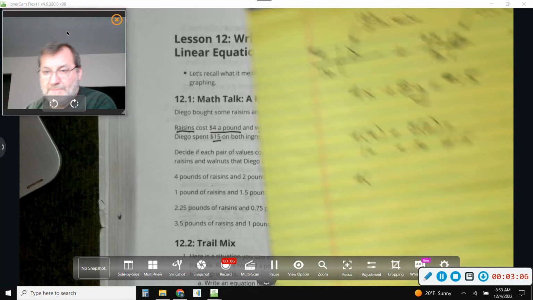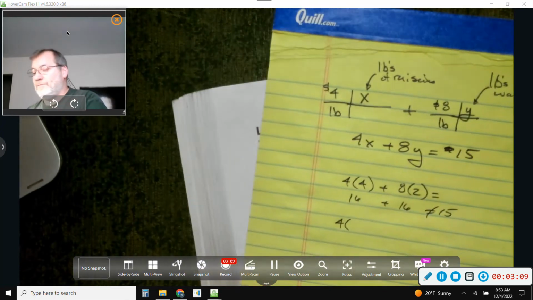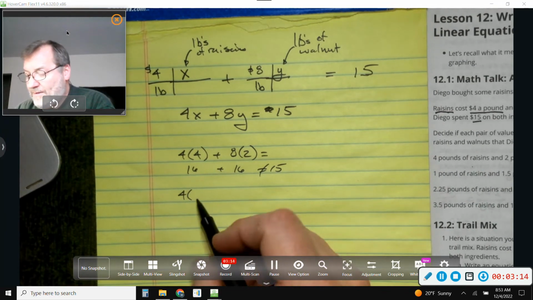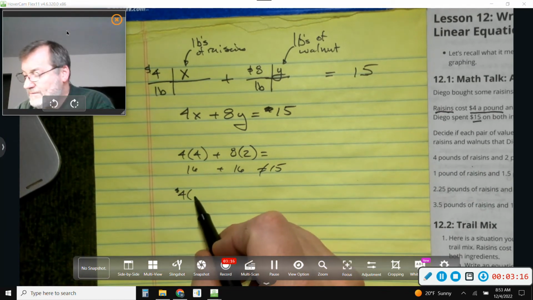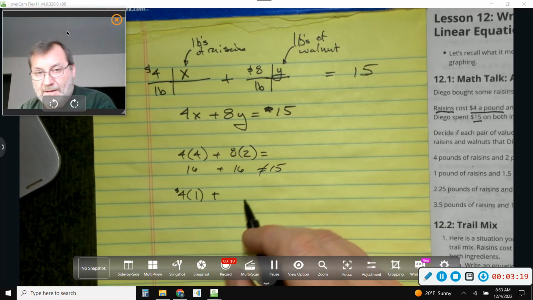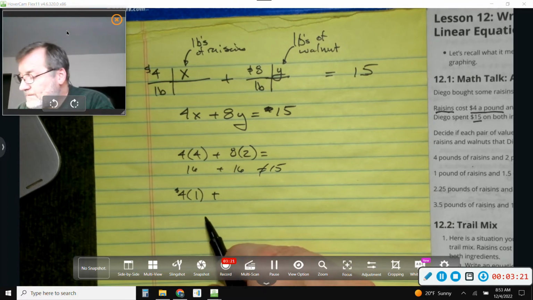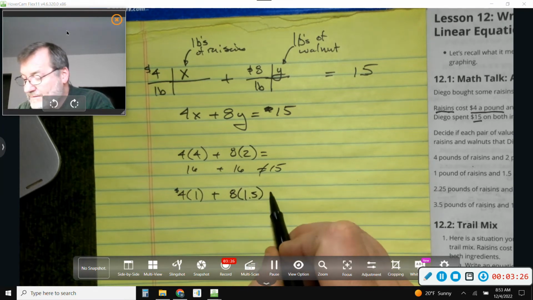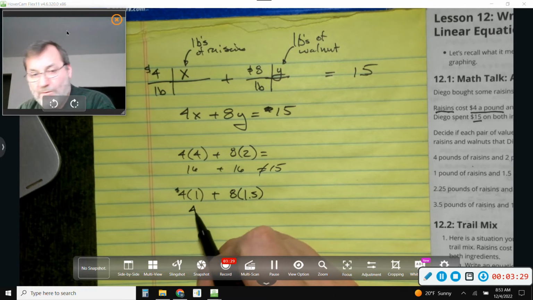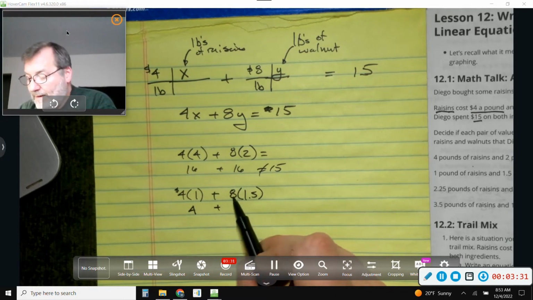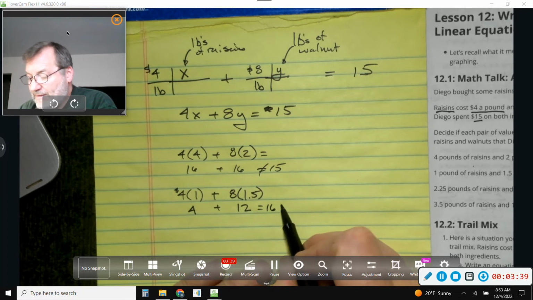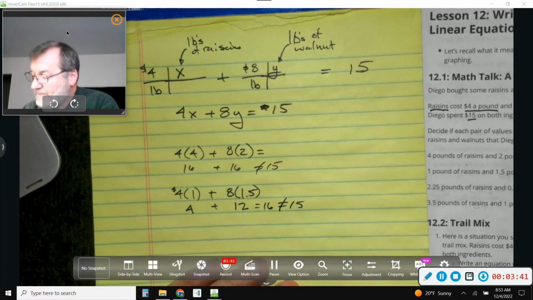Let's move stuff around here so you can see a little bit better. $4 a pound for the raisins, and 1 pound of raisins, plus $8 per pound for walnuts and 1.5 pounds of walnuts. Okay, so 4 times 1 would be 4. And 8 times 1.5, if you do your calculator, or just do this in your head, comes out with 12. Well, that equals 16, which again is not going to be equal to 15, so that's going to be a no.